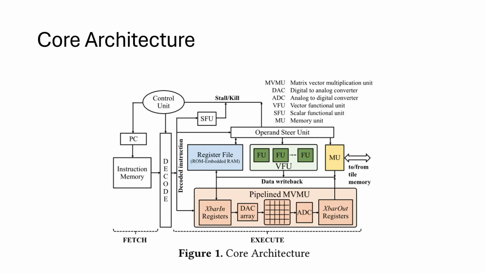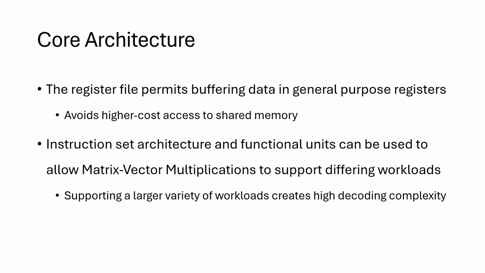This is the core architecture. As you can see, the XBAR in registers. These are the XBAR in registers that can be rerouted to enable logical input shuffling without physical data movement. The register file permits buffering in general purpose registers. This avoids higher cost access to shared memory, and if the register file were too large, it would degrade core storage density, which is why the goal is to make it as small as possible.